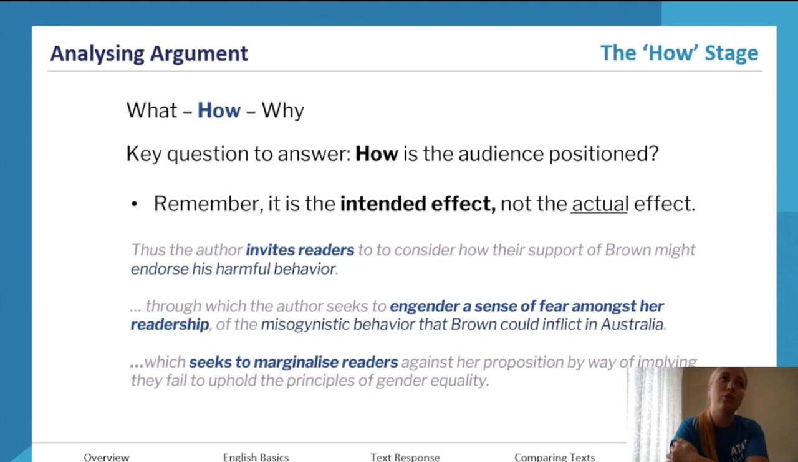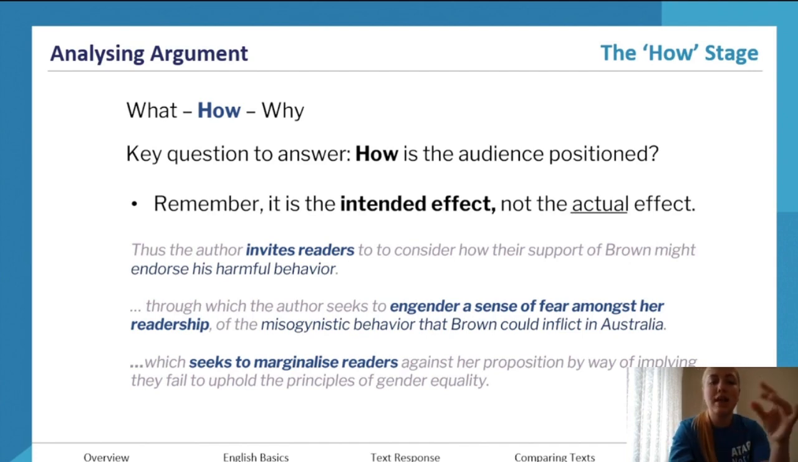And this is where you want to look for some vocabulary for your intended effect sentences and some sentence frames, so that you have lots of ways to conduct this analysis without repeating yourself and saying intended effects all the time, because this will be a significant proportion of your essays. So let's look at some examples. Thus, the author invites readers to consider how their support of Brown might endorse his harmful behavior. So she wants them to think that by supporting him, it will make his actions worse.